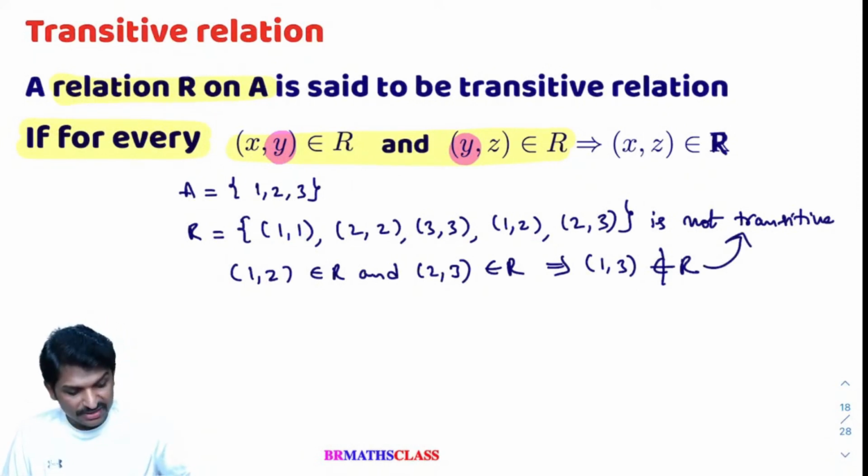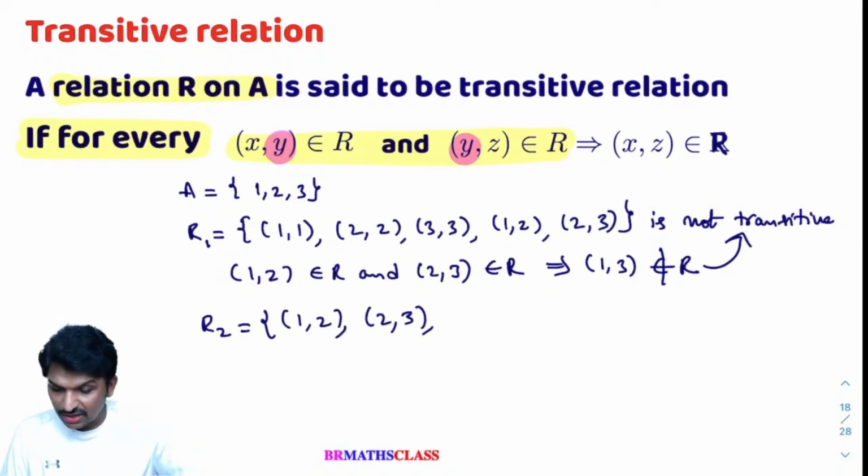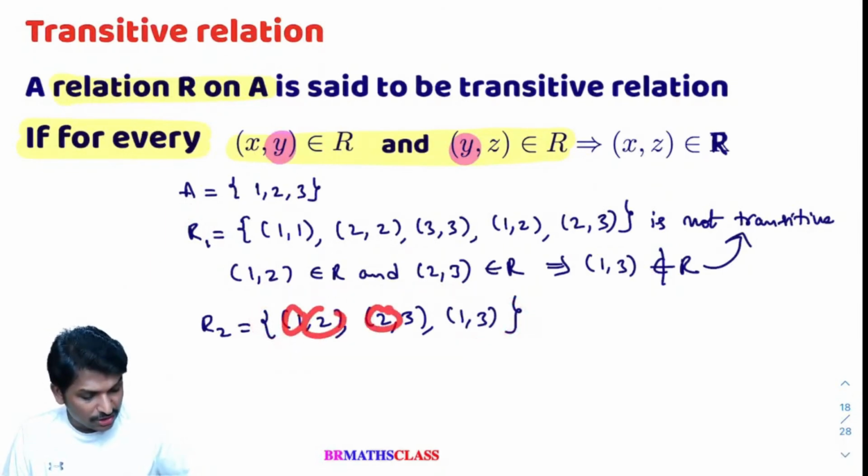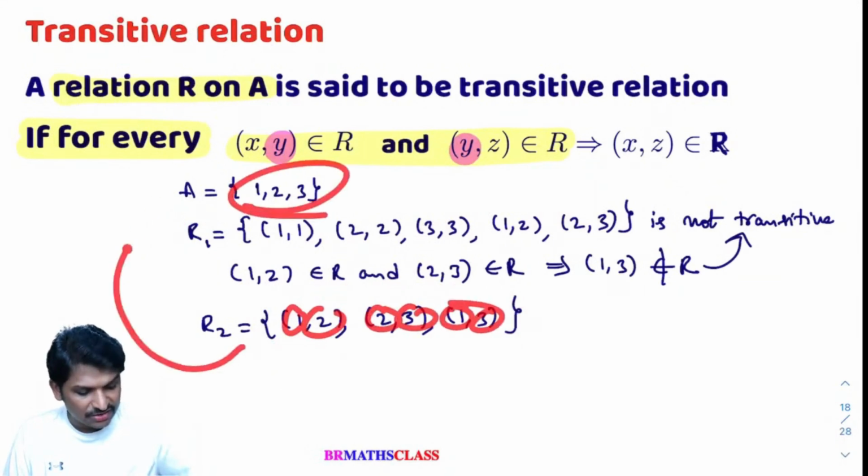I'll take one more good example so that you can understand very easily. Your doubts will be cleared with this example. I'll take something like this: R2 equals (1,2), (2,3), and (1,3). I have taken one relation. The first point is that it is a relation on A. You can look, all the elements are 1, 2, 3 only. Definitely this will be a relation on A.